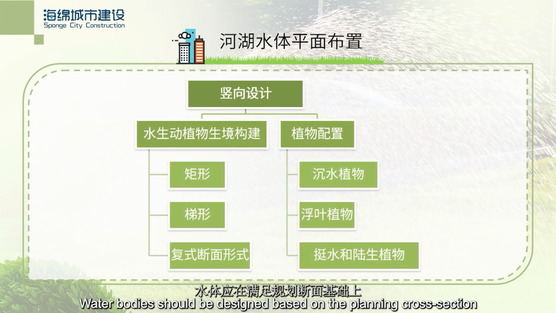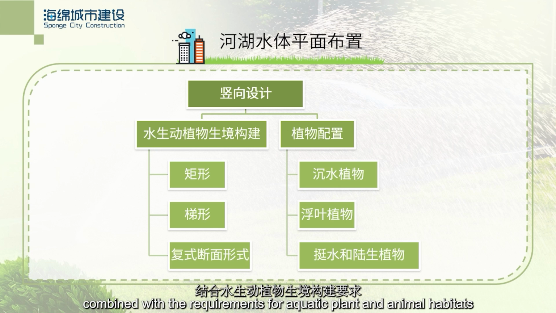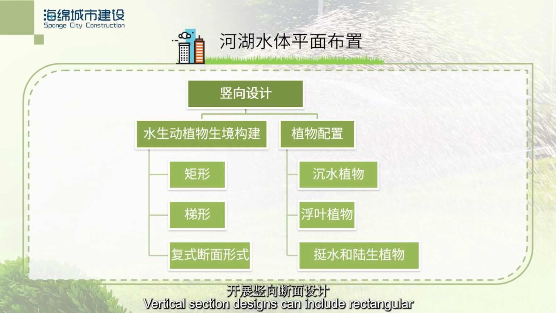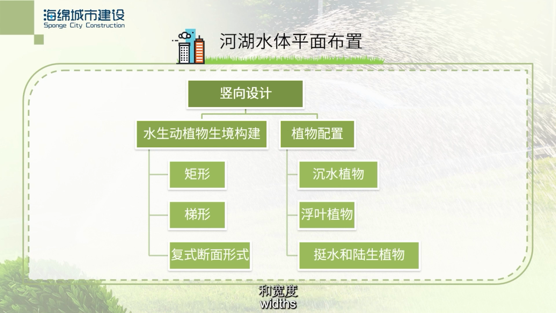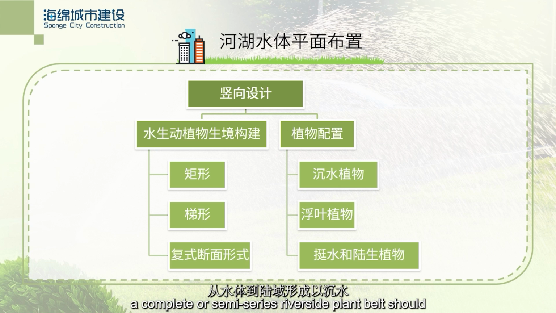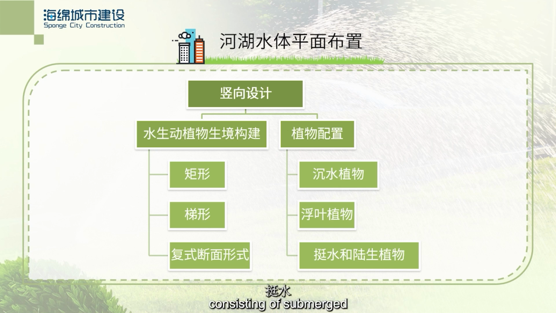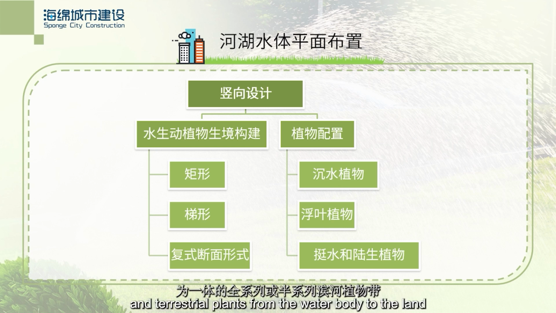Water bodies should be designed based on the planning cross-section, combined with the requirements for aquatic plant and animal habitats. Vertical section designs can include rectangular, trapezoidal, and composite cross-sectional forms, and should feature various slopes, platform heights, widths, artificial islands, and deep and shallow riverbeds to create diverse cross-sectional forms. Through plant arrangements, a complete or semi-series riverside plant belt should be formed, consisting of submerged, floating leaf, emergent, and terrestrial plants from the water body to the land.